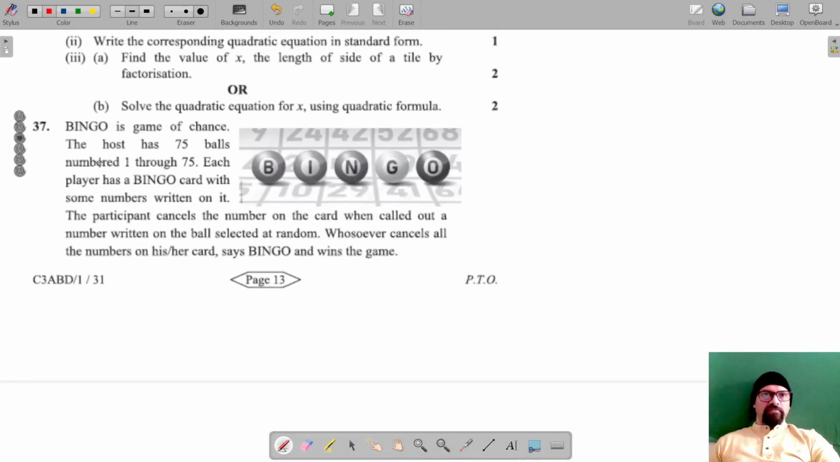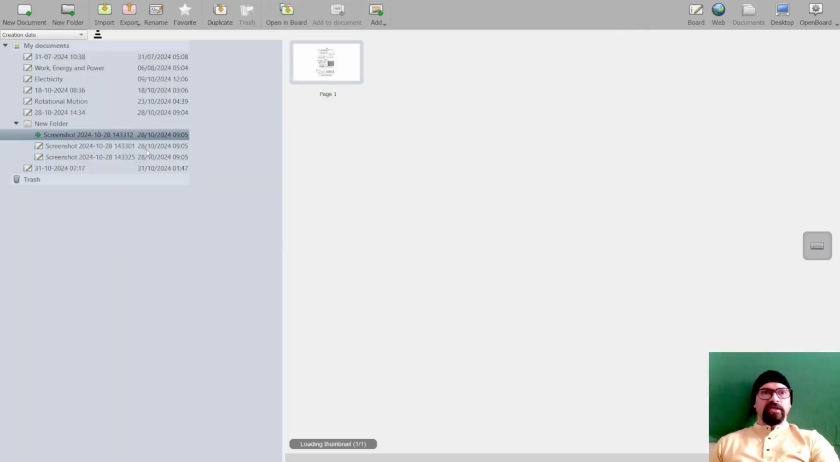Our next question is: given that bingo is a game of chance and the host has 75 balls numbered 1 through 75. Each player has a bingo card with some numbers written on it. The host calls out a number and the participant cancels the number on the card. When called out, a number written on the ball is selected at random, and whoever cancels all the numbers on his or her card says bingo and wins the game. So this is more or less like the tambola game.